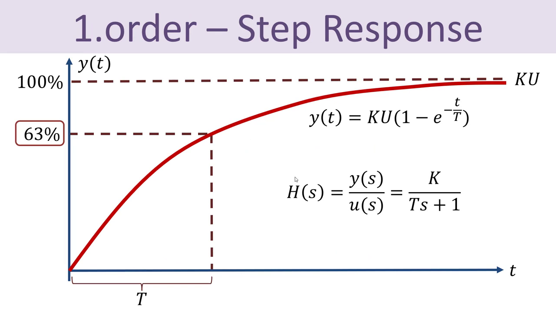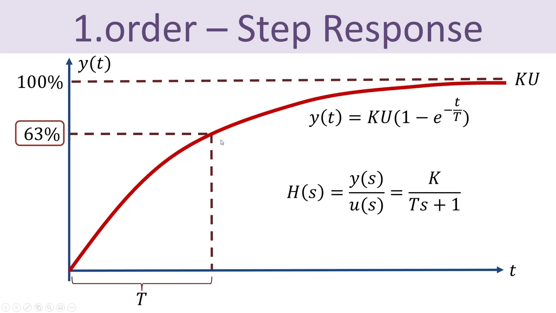So here you see the step response of such a first order transfer function. So this is the first order transfer function, and in the time plane you get the following equation, and if you plot this equation you will get this typical behavior of the step response of a first order system. Typically after 63% of the total response of the system, you have this time constant. And in steady state, the total response will be K multiplied with u, where u is this step in the input signal, in the control signal.